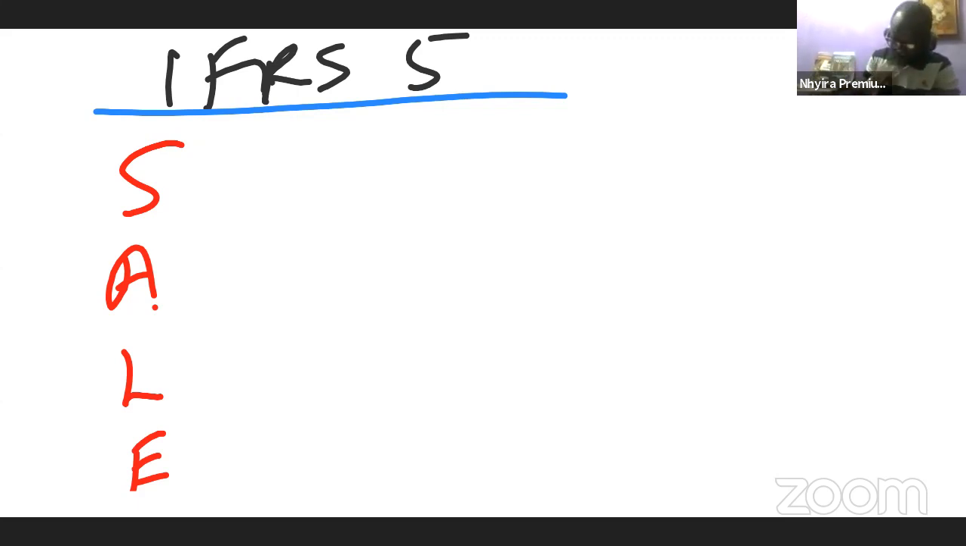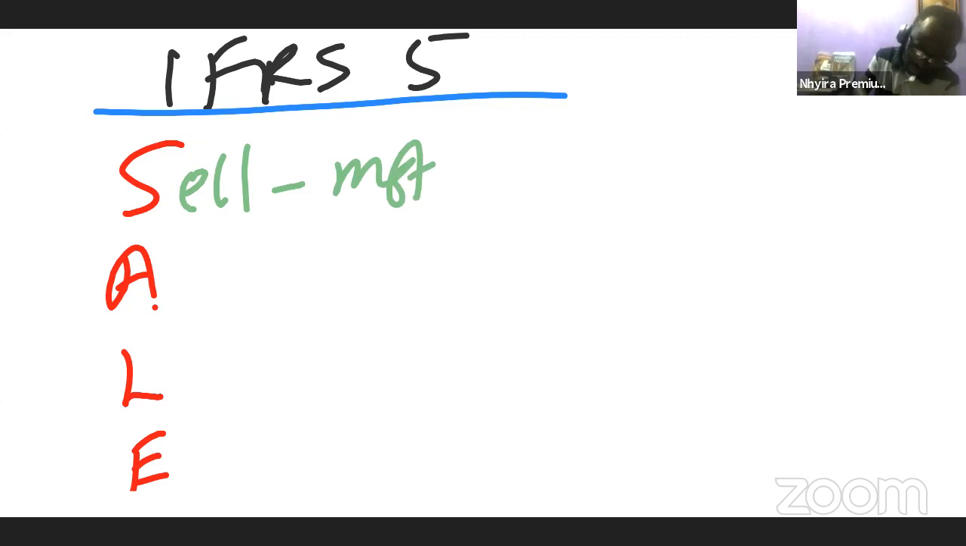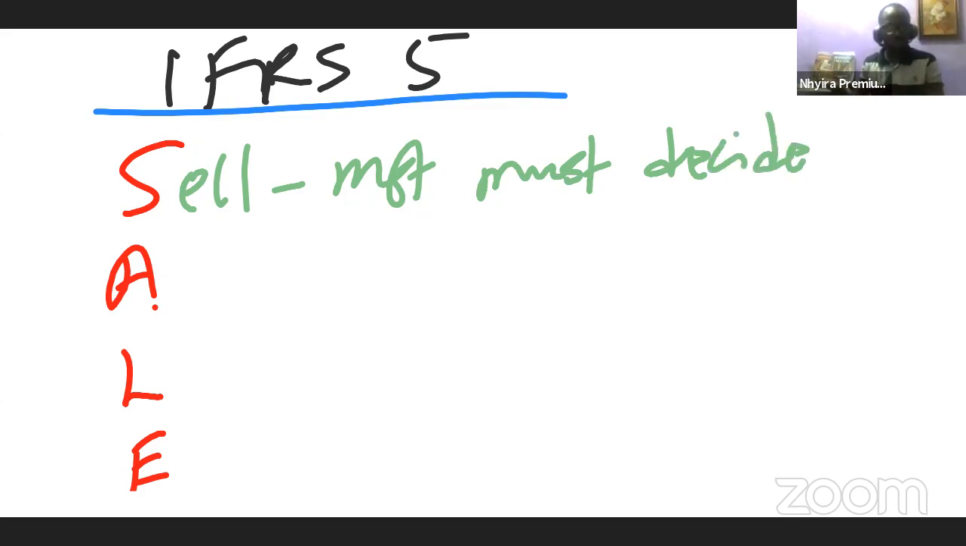Now let's go. So the sale criteria. S simply means that management must decide to sell the assets. That is the first one. So S means sell. Management must have an intention or decide to sell the asset or to close the division or sell it off. That's the first one, sell.